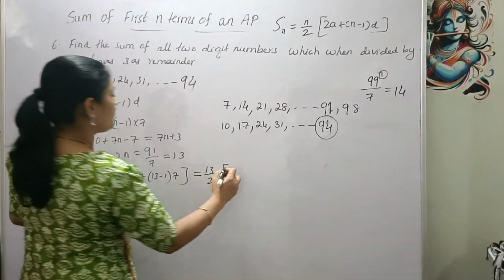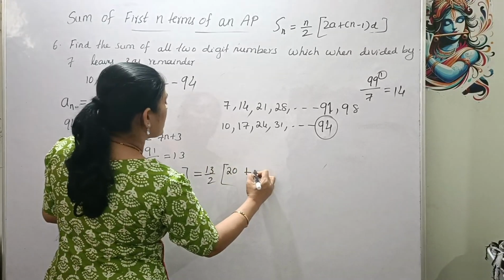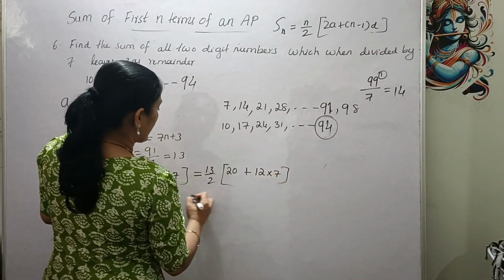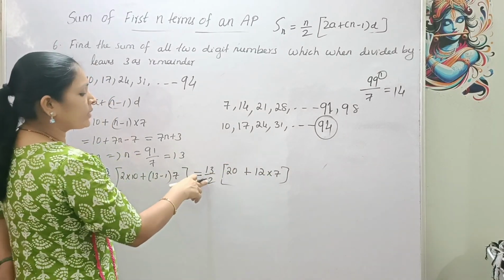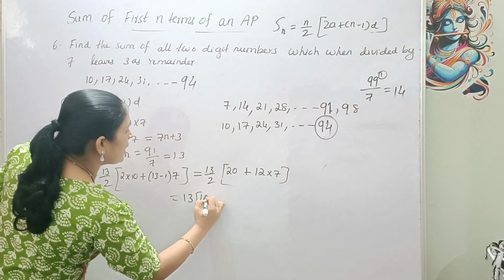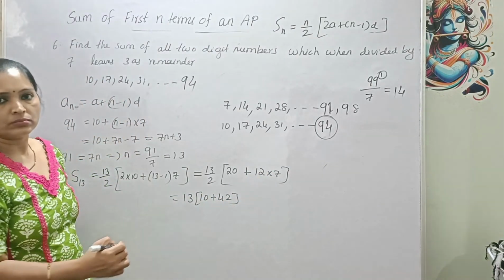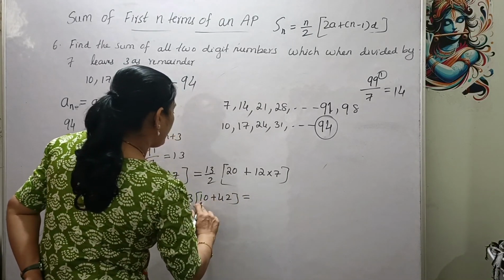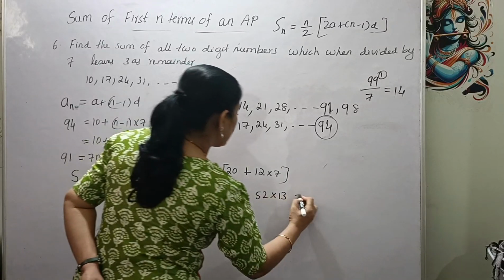That is equal to 13 divided by 2, into 20 plus 13 minus 1 is 12, 12 into 7. Okay. See here 2 is common, right? So let's take 2 outside so that this 2 will be cancelled. Okay. So 13 into 10 plus 6 into 7, 42. Okay. That is equal to 13 into 52.